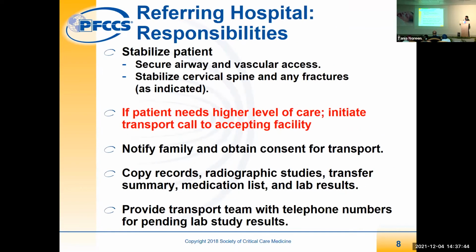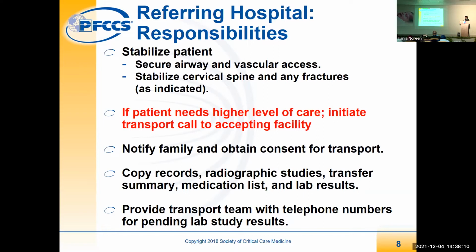Next. Referring hospital responsibilities are they have to stabilize the patient before they move the patient to the accepting facility. They should secure the airway and vascular access should be there. They should have PIV. अगर PIV नहीं मिल रही तो they should have an intraosseous line so that they can give emergency medications. Airway should be secured if they are not able to maintain the airway and should be intubated.